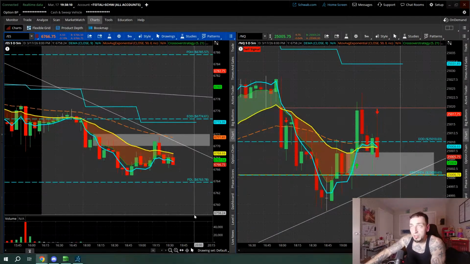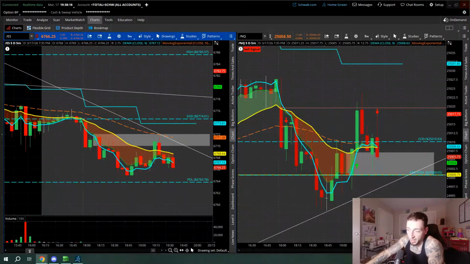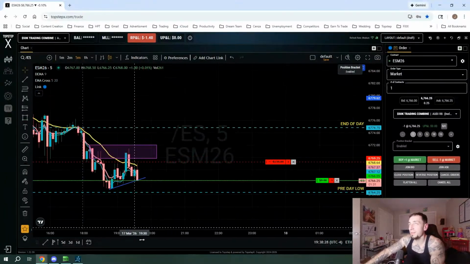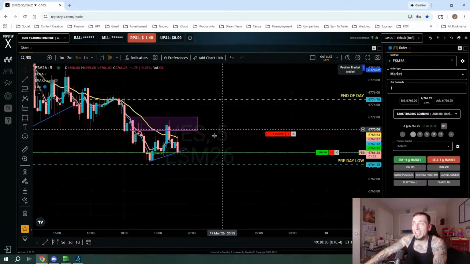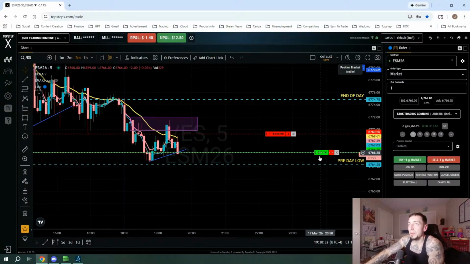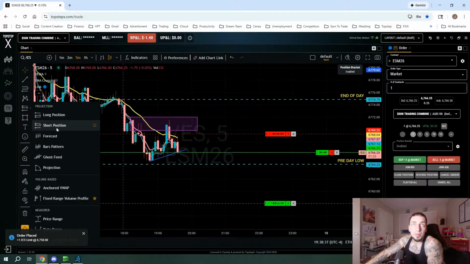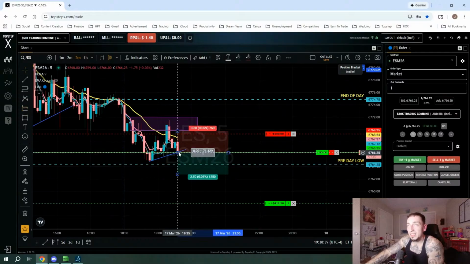NQ with the strong push. AOV retest 20 tag. Boom. That's a GBI. All right, I'm going to take it. I'm in a short play here on ES. Let's go. Come on. Give me a nice little push down into PDL. Let's see what we get.